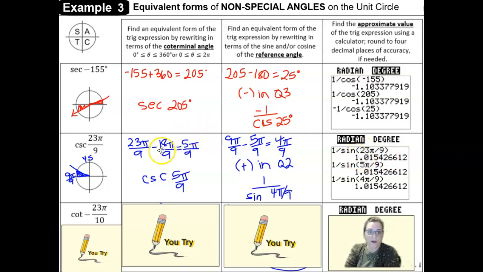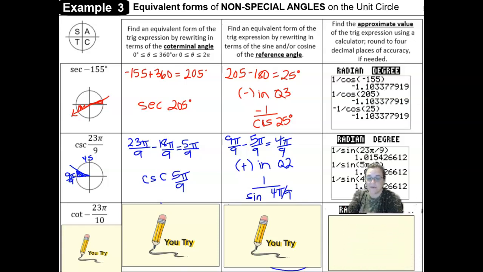Okay, go ahead and pause the video and try evaluating the cotangent of -23 pi over 10 on your own, and then when you're ready to go over it, resume the video and we'll try this problem together.